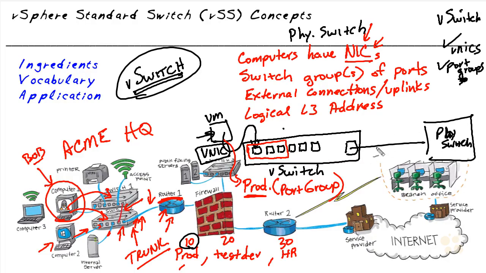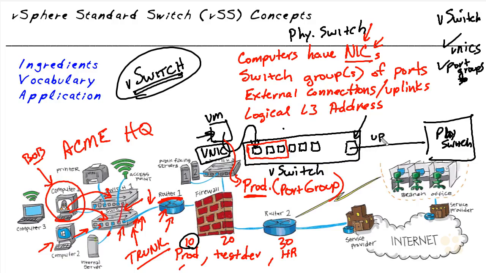We could refer to this connection right here between the virtual switch and the physical switch as an external connection or an uplink. And when we do that, we're going to use one of the physical network interface cards, not a virtual one, but a physical network interface card that is physically part of the ESXi host hardware. So we could refer to this physical connection by 3 different terms.